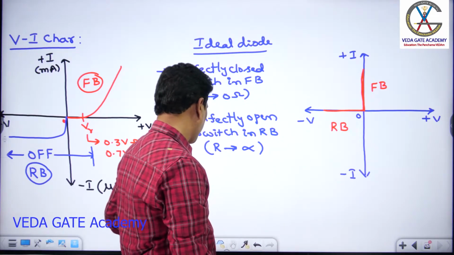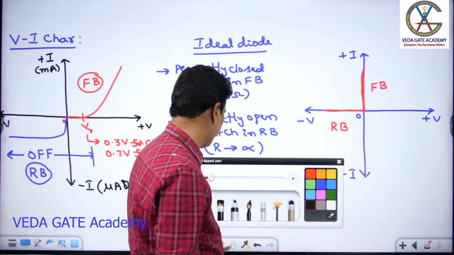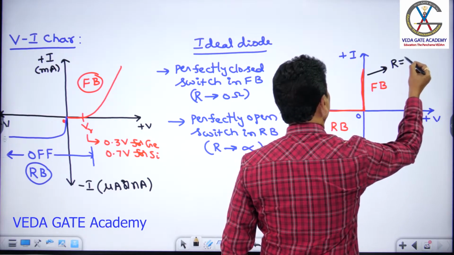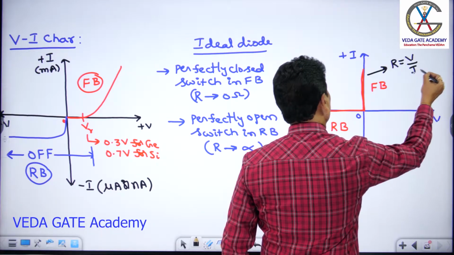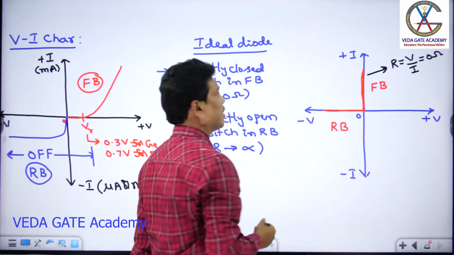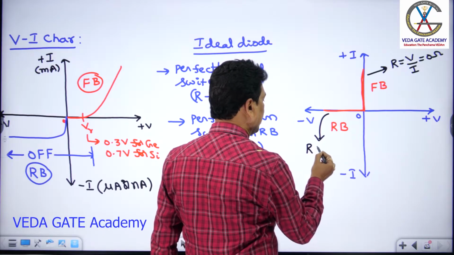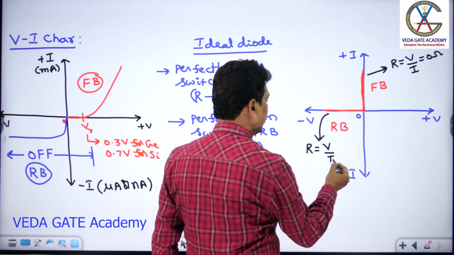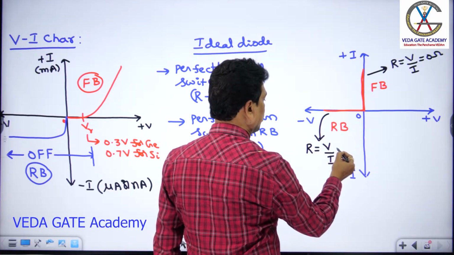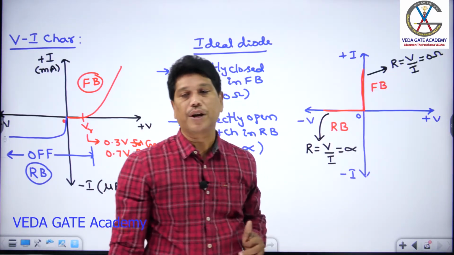Now the resistance of the diode under forward bias condition should be 0. Here, R equal to V by I. So voltage 0, current is maximum, that gives 0 ohms. So in forward bias, the resistance will be 0. In reverse bias, what is the resistance? R equal to V by I. Whatever voltage you apply, current should be 0 there. So for any value of reverse bias voltage, current 0, that should be infinite. So for the ideal condition, the diode resistance must be 0 to infinity, unlimited.